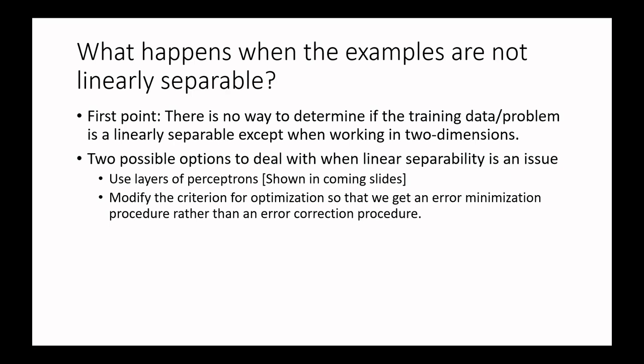In error correction, you're looking for a weight vector that will not give you any error, which may or may not be possible. But if you say, I'm satisfied with a weight vector that gives me the minimum error possible, then that minimum error could be 0 if the examples are linearly separable, and it could be something very small when they are not linearly separable. So both these possibilities are open to us. Let's look at them.